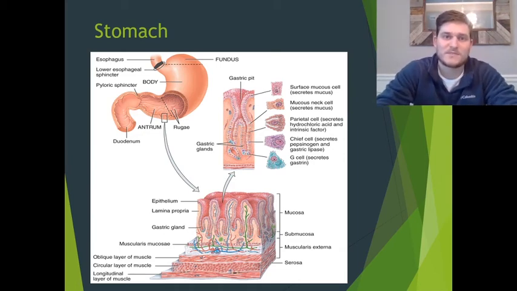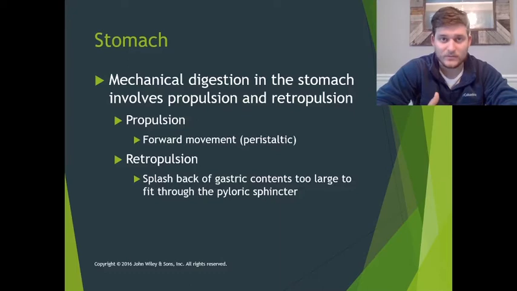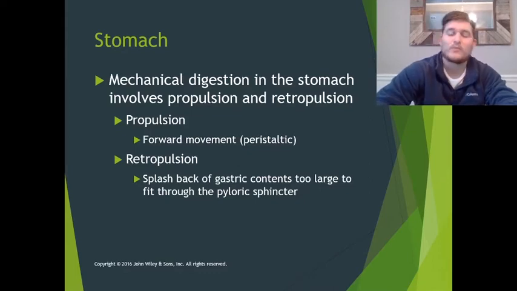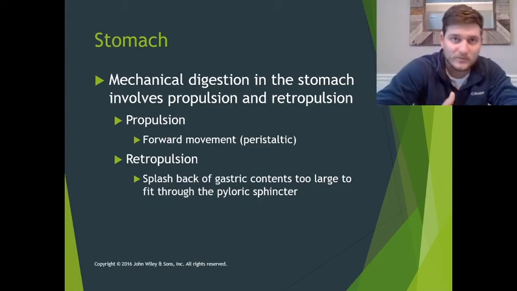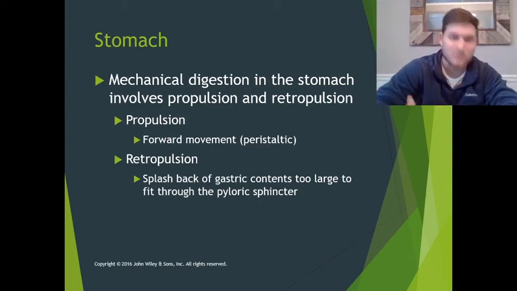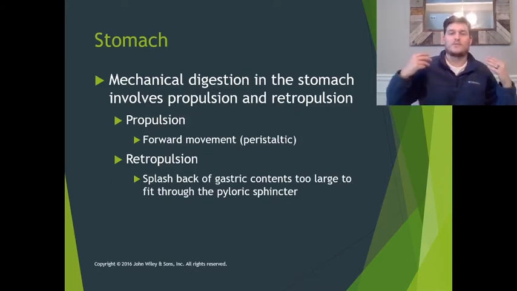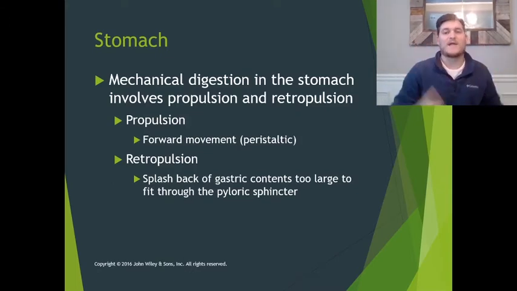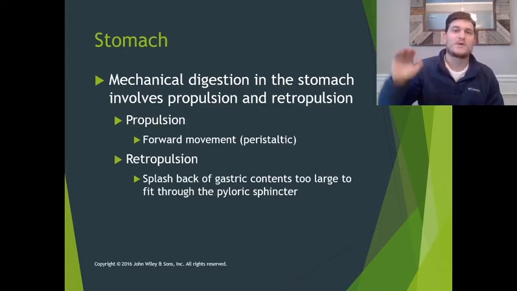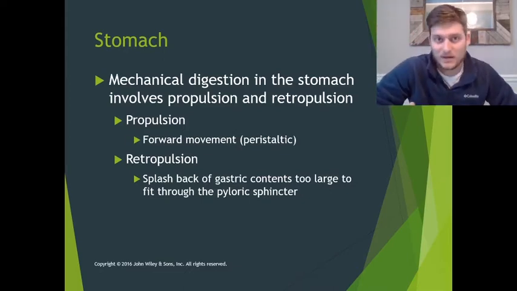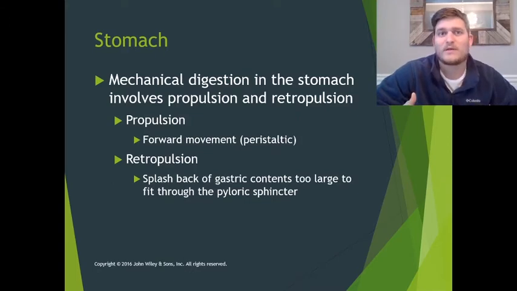further digest these materials. In order to mechanically digest food and break it down further, we have two patterns of contraction or movement of food. So that would be propulsion, which is the forward movement of food, trying to move it forward to the small intestine. And then we have retropulsion, which is basically a splashback of gastric contents that are too large to make its way to the small intestine. And this is just going to help further break down materials to ensure that they can be digested to their smallest parts, and then further absorbed later on down through the digestive system.